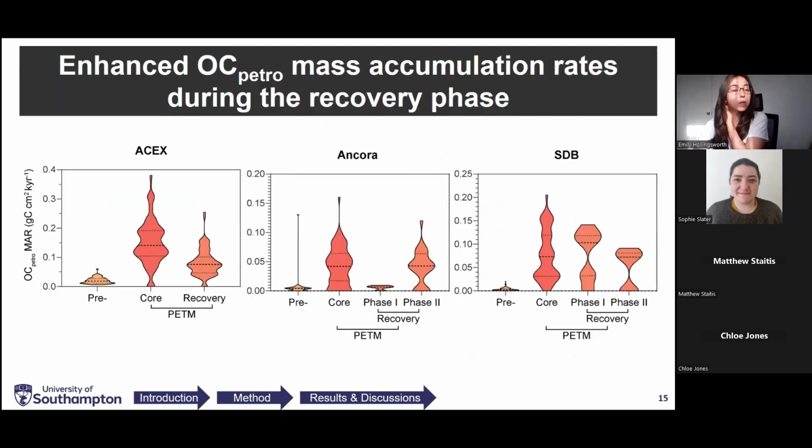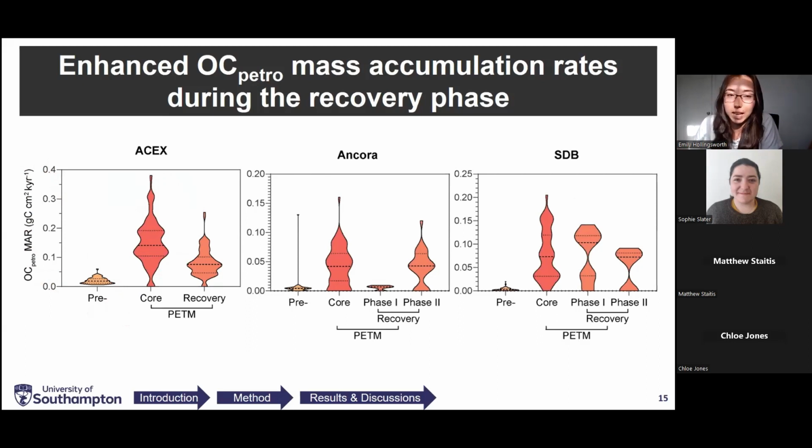So I've talked about the spatial variability. And now just to go on to what was going on within the PTM and if there's temporal variability. This is the mass accumulation rates now plotted on the y-axis, and I've put the data in intervals of pre-PTM, and then I've split the PTM into the core, which includes the onset and the body, and then the recovery.